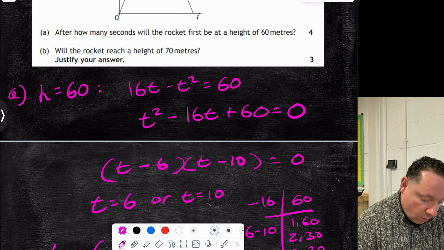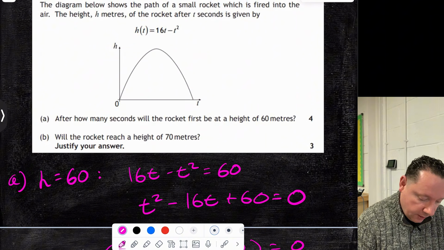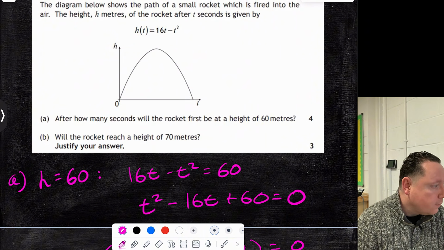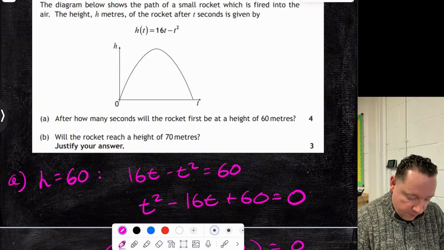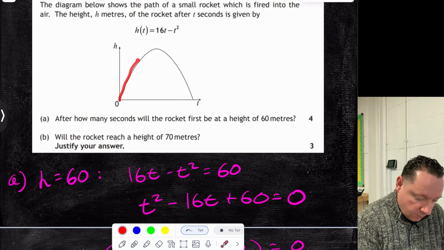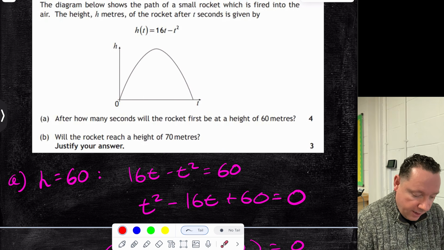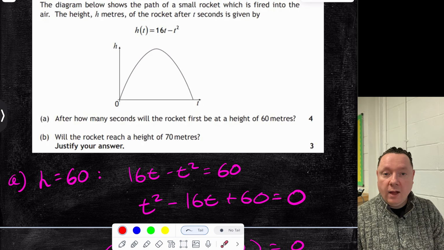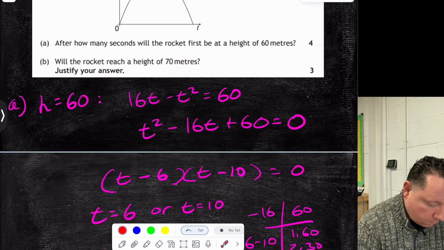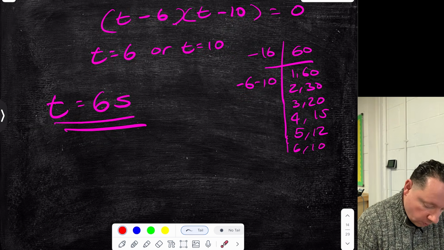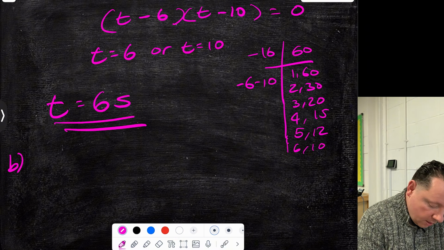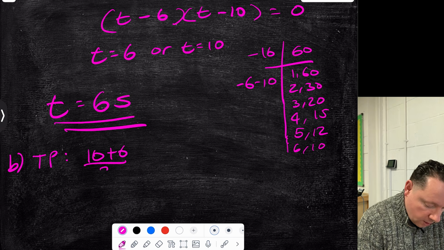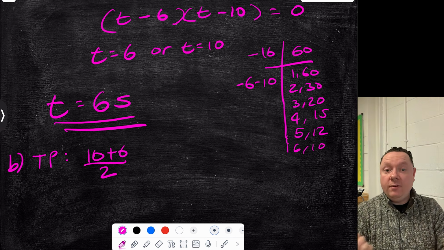It now says, will the rocket reach a height of 70 meters? Well, the maximum it ever is is the maximum turning point, which is here. So we need to work out where the turning point is and then find out whether or not at that turning point, what the height is. So we know we've got 6 and 10. So for part B, our turning point happens at 10 plus 6 divided by 2. You add the roots and you half it to get the middle of them.